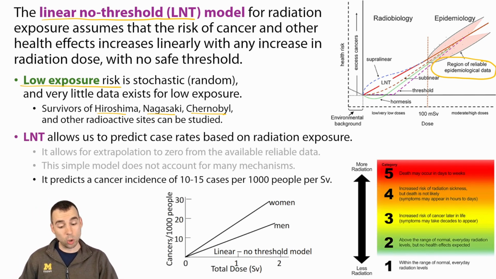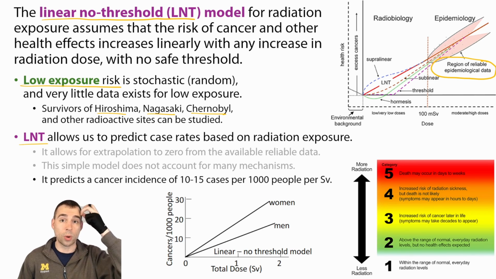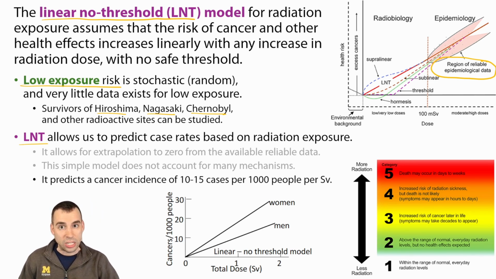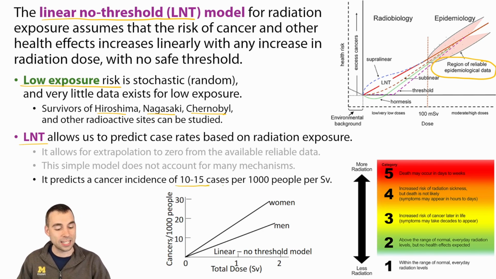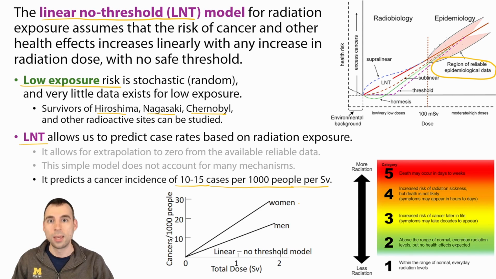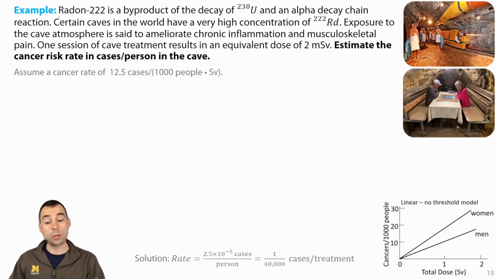The linear no threshold model allows us to extrapolate to lower risk regions by essentially assuming a linear trend. Ultimately, this linear no threshold model for the relationship between cancer and low risk radiation exposure predicts about 10 to 15 cases of cancer per 1,000 people exposed to each sievert of radiation. So we can sort of use this to predict how much cancer we think will come up based on someone's dosage. In this example, we see we're looking at radon-222, which is ultimately formed by a decay reaction from uranium-238.